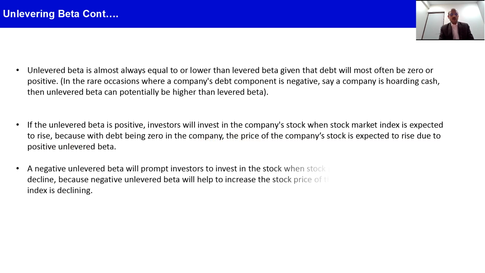A negative unlevered beta will prompt investors to invest in stocks when the stock market is expected to decline, because when the stock market declines and your company's beta is negative, that means your stock price will move positively. So when investors in general feel that the market is expected to decline, they prefer to buy those stocks which have negative beta.